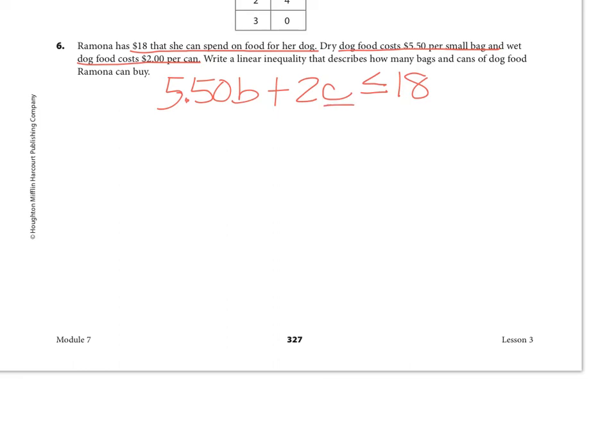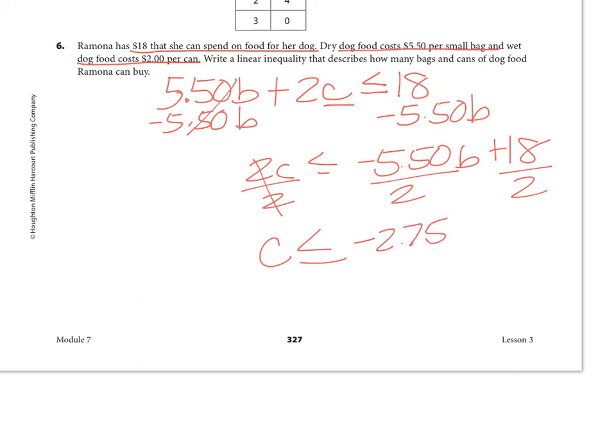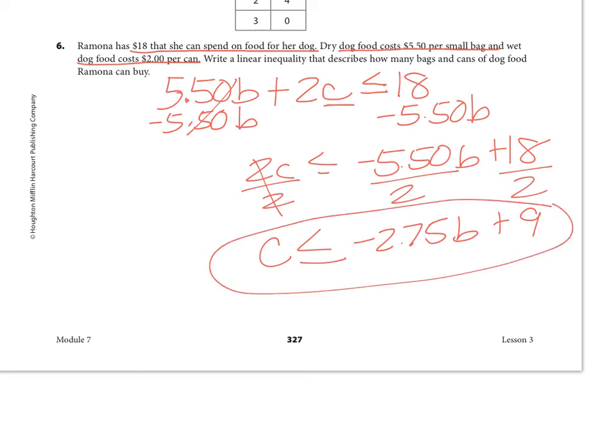So I'm going to get C by itself. So I subtract. So again, this whole idea of being able to solve equations is very critical. Divide everything by 2. Now, again, I'm dividing by a positive. So since I'm dividing by positive, I do not switch my inequality symbol. I leave it the same. So then that's going to be c is less than or equal to negative 2.75b plus 9. Okay, so then that describes how many she can buy. You could have used the original equation just to write an inequality, but if you wanted to graph it, then you'd want to put it in slope-intercept form again.